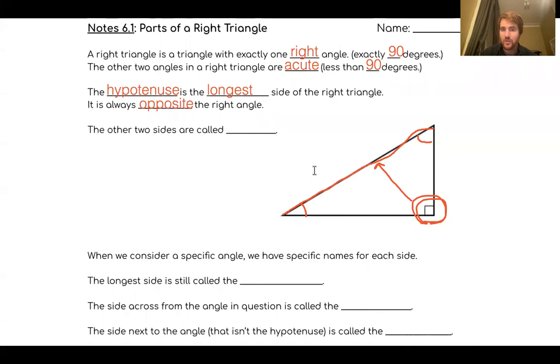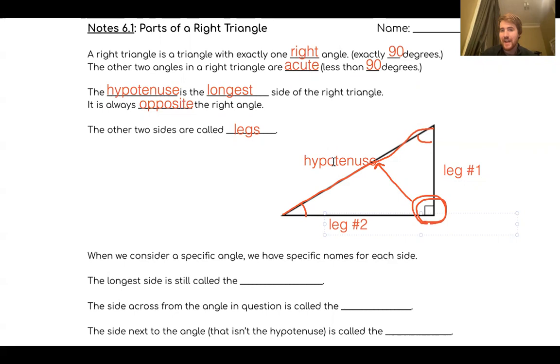I would recommend you label this diagram. We've got the hypotenuse over here, and then the other two sides are simply called legs. So this is leg number one, and this is leg number two. It doesn't matter which one's number one. They're both legs. Okay, so we've got the angles in a right triangle, we've got the sides, and we've got a specific name for the longest side, the hypotenuse.